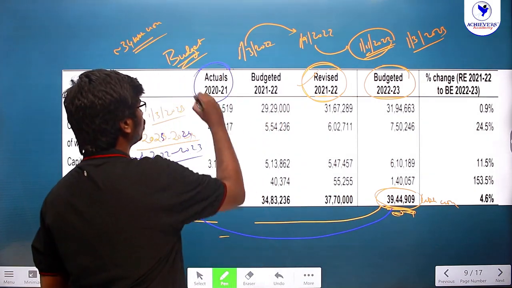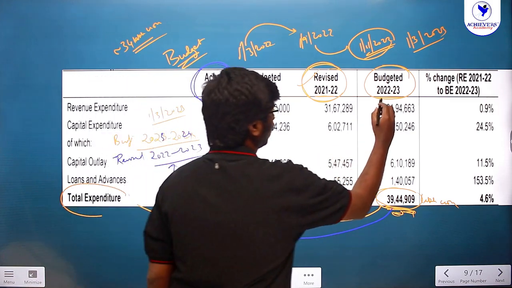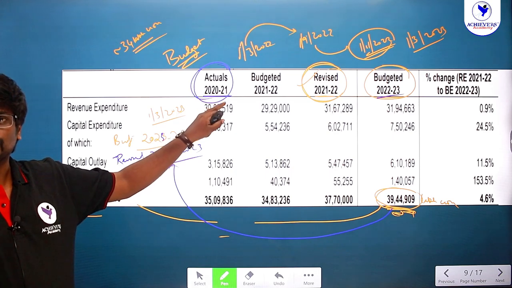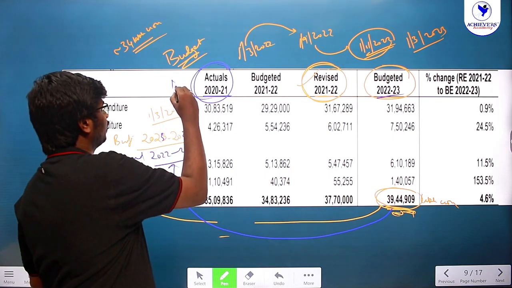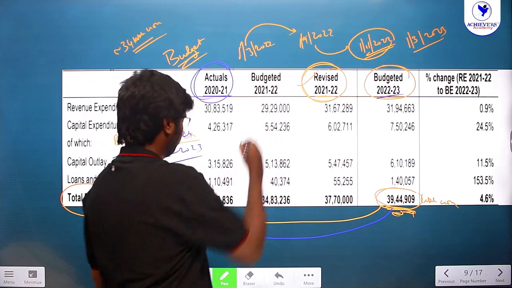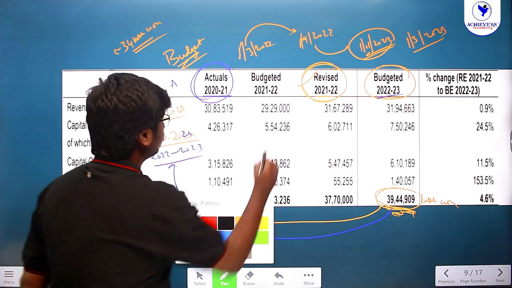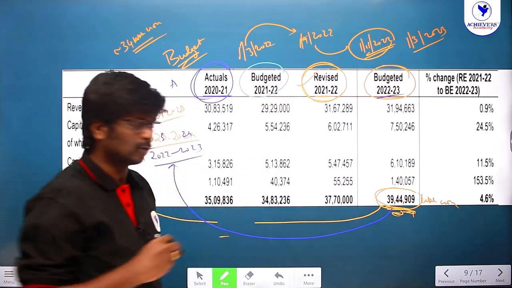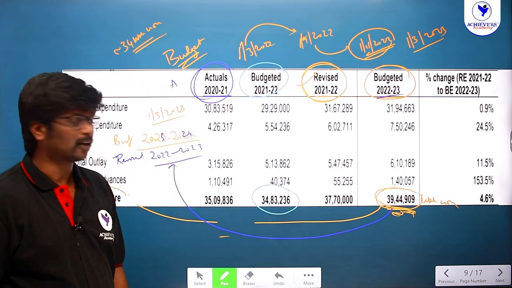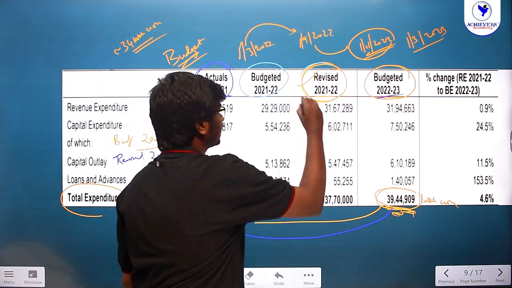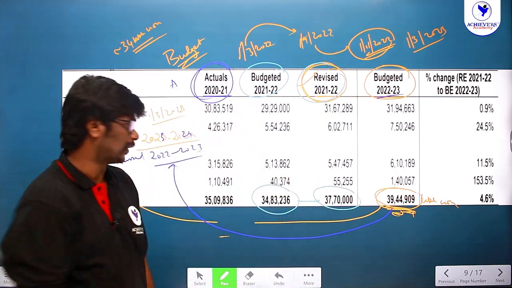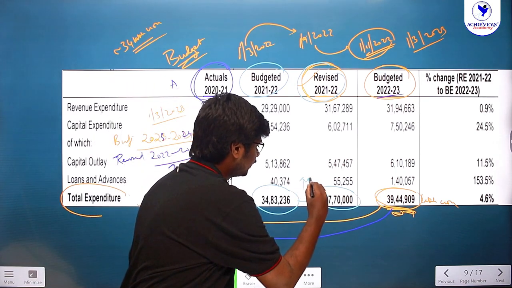So actuals 2020-21 కూడా, గవర్నమెంట్ 2022-23 ఇయర్ బడ్జెట్లో 2020-21 యాక్చువల్ ఫిగర్స్ కూడా ఇస్తుంది. ఓకే, ఇక్కడ చూడండి. బడ్జెటెడ్ 2020-21కి ఇనీషియల్గా గవర్నమెంట్ has expected an expenditure of 34 lakh crores. But revised figures suggest that the expenditure would be 37 lakh crores. So budget has increased.